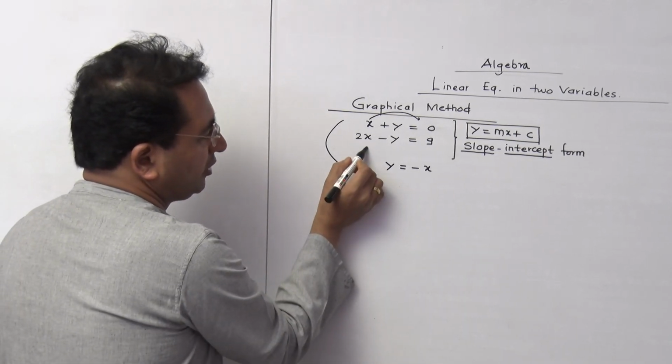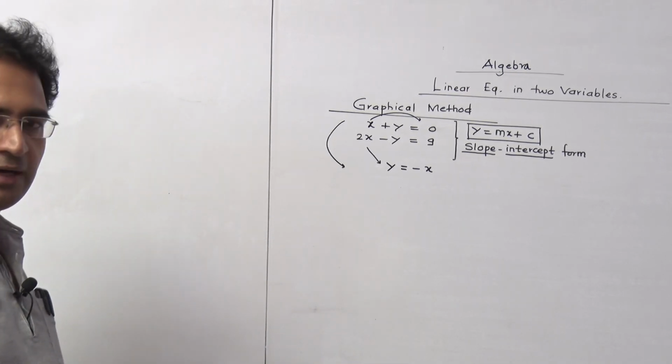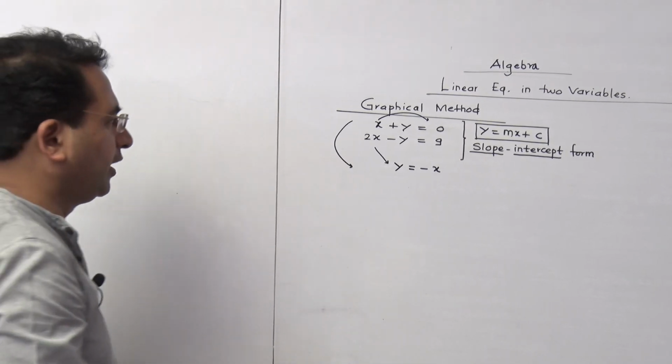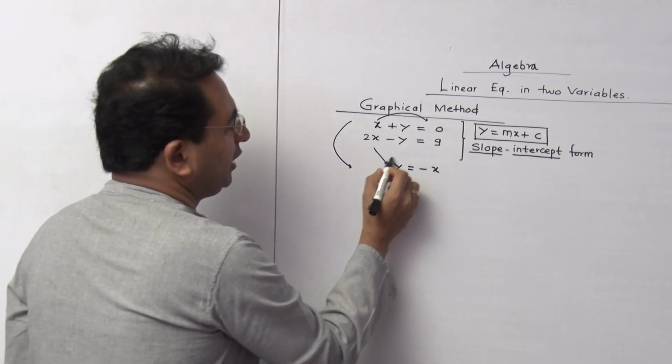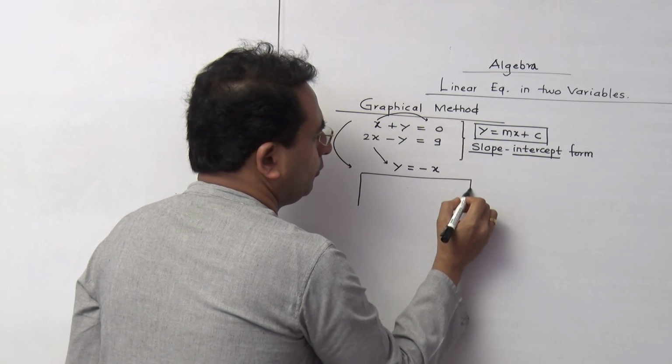It should start with 1y. If it is 2y or 3y, something like that, then we are supposed to get rid of that also. Fortunately, we don't have anything like that. So this equation, we are going to plot it now.